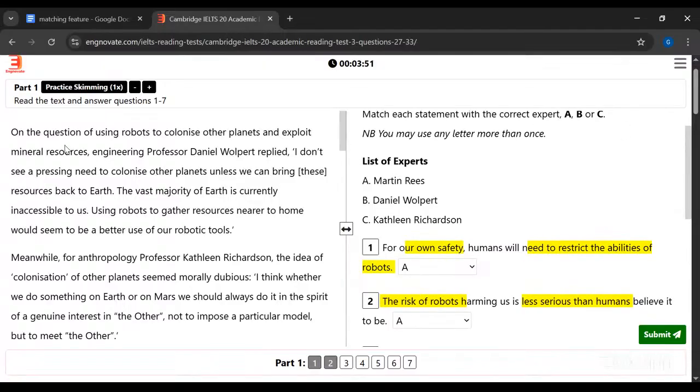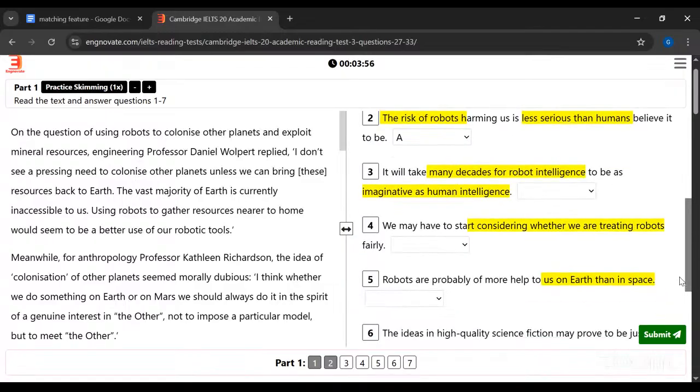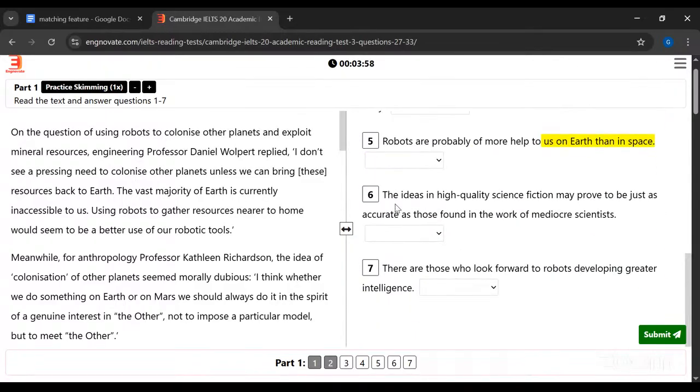Okay, so now we have to move forward with our passage. We have done this one here. The ideas in high quality science fiction may prove to be just as accurate as those of mediocre scientists, and there are those who look forward to robots developing greater intelligence.